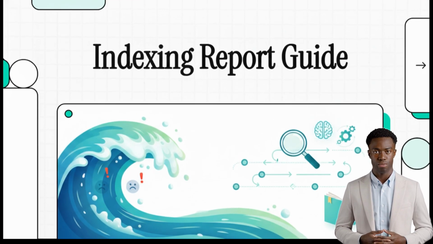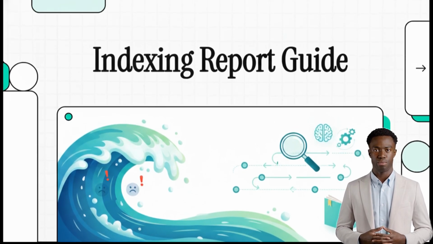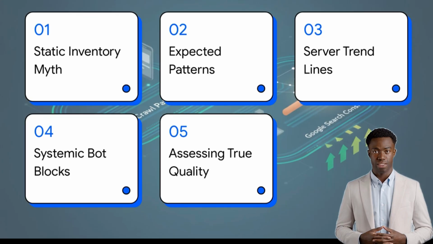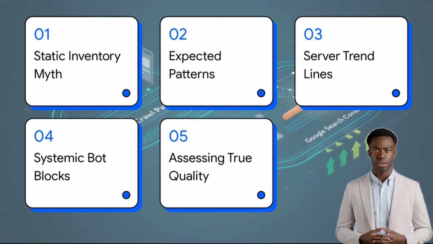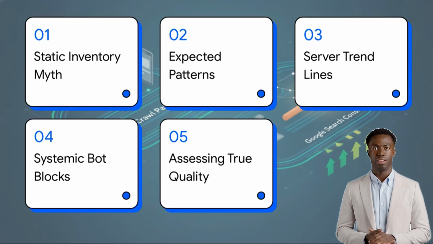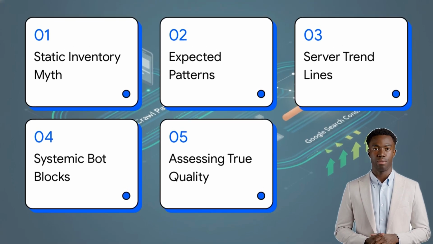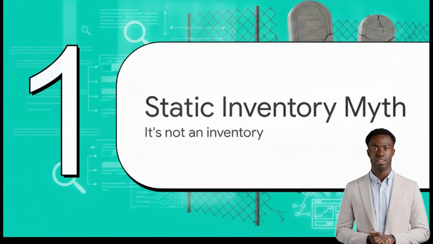We're going to learn how to read the indexing report, not as some kind of punishment, but as a masterclass in spotting crawl patterns. So here's our diagnostic blueprint for today. We'll be covering the static inventory myth, how to spot expected crawl patterns, deciphering server trend lines, diagnosing systemic bot blocks, and finally assessing true content quality.